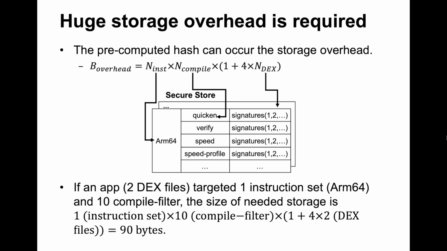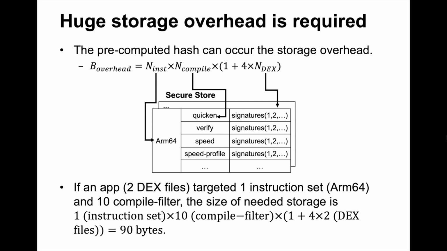In this method, additional storage is needed. The secure store can cause storage overhead. The overhead can be calculated like this. Inst is the number of target devices, which is similar to the instruction set. Compile is the number of compile filters. And dex is the number of dex files in the target application.